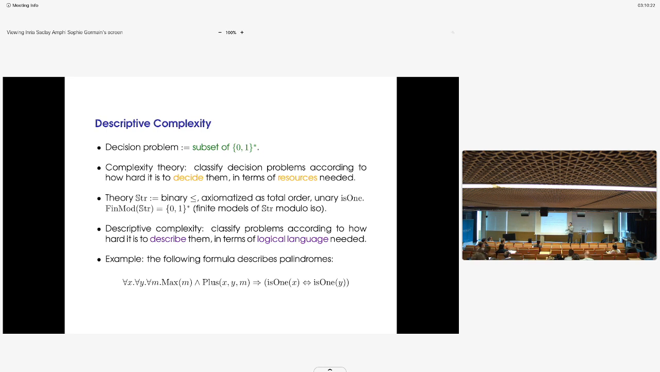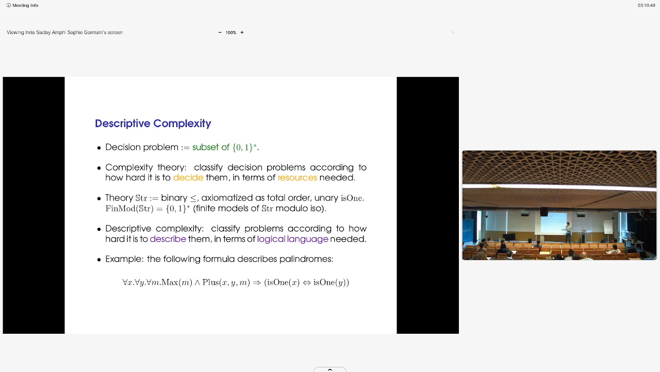This is a very basic example that everybody uses: the set of palindrome strings. It's a subset of this. This formula here is true exactly for palindrome strings. So what does this formula say? We have taken this language here. In particular, you see we have the symbol is 1.